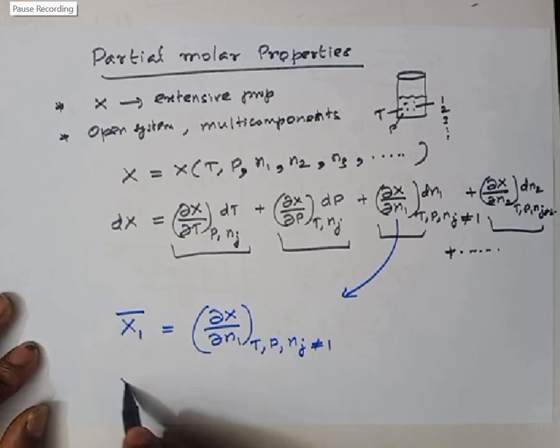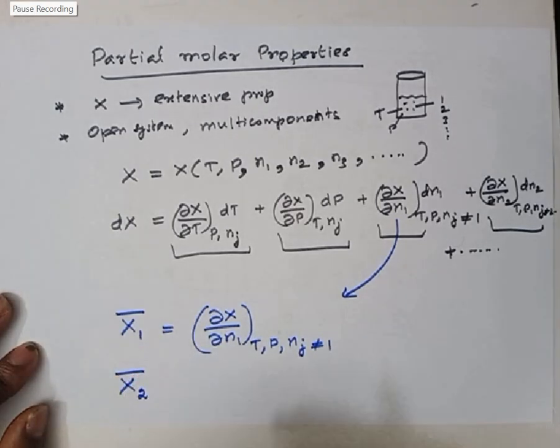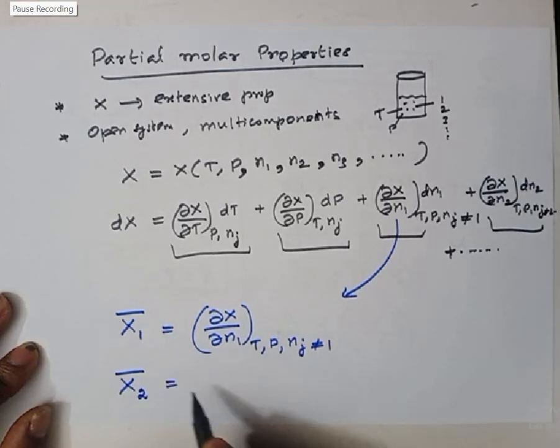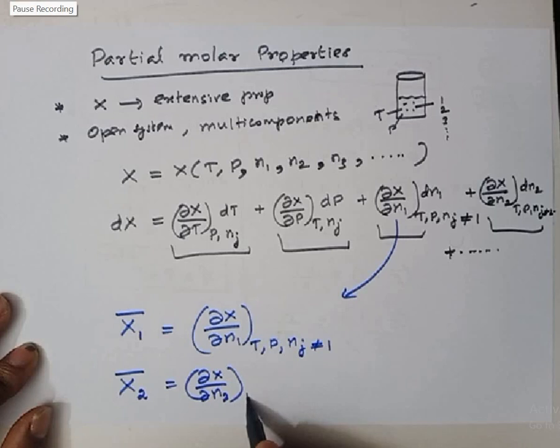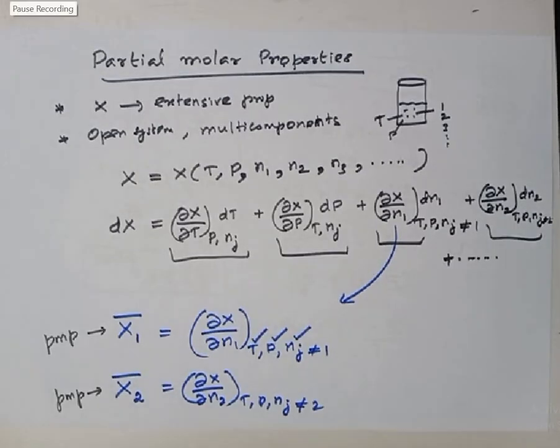Similarly, what is the partial molar property of the property X for component 2? How to write it? Dou X by dou N2. You should keep temperature, pressure, and number of moles of all the components constant except 2. Observe this carefully.